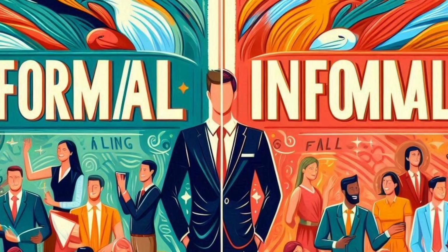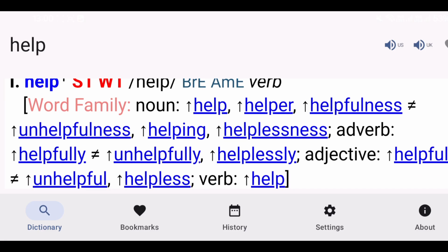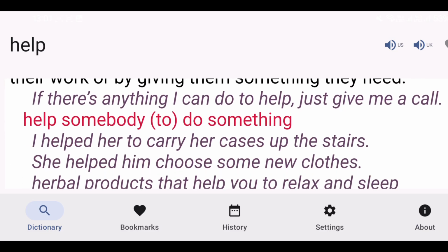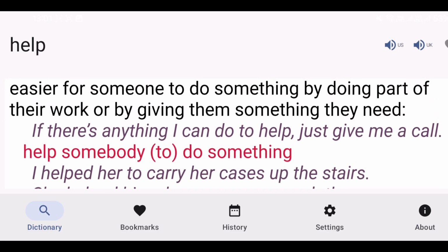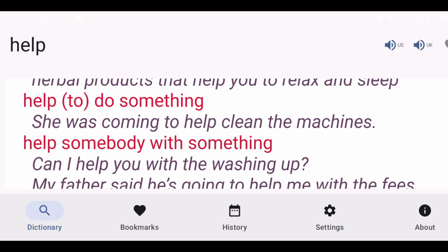For example, take assist and help. They have similar meanings, but they're used differently. Help is more casual and common. Can you help me with my homework? Assist is more formal and often used in professional or official situations. The staff will assist you with your luggage.